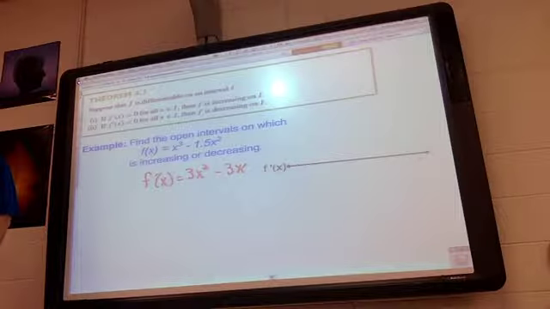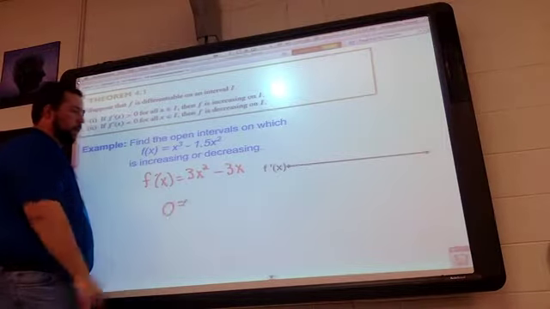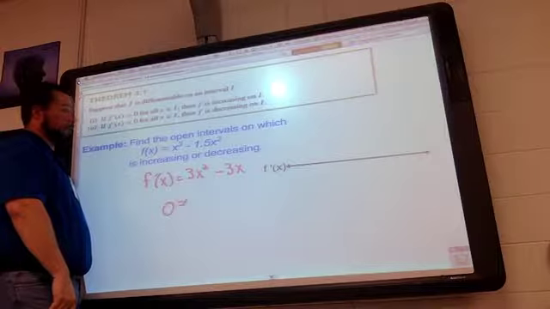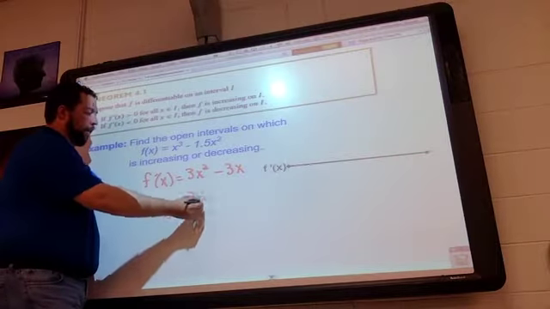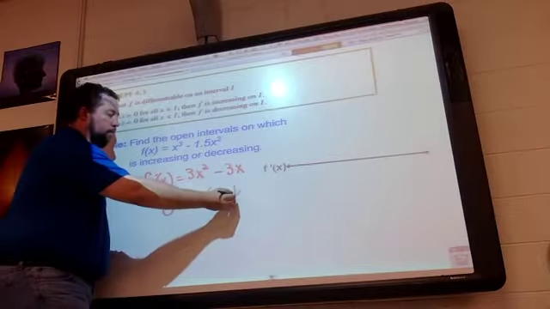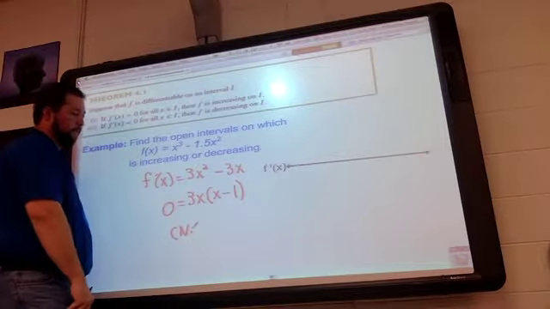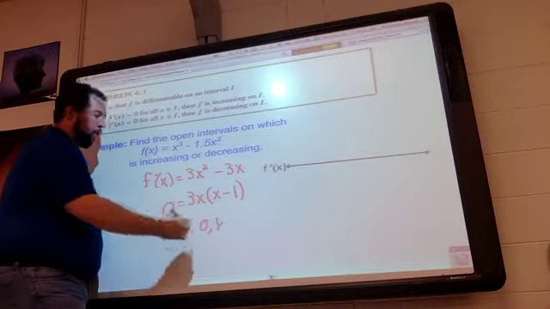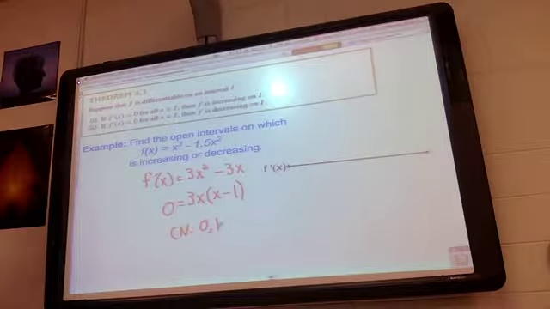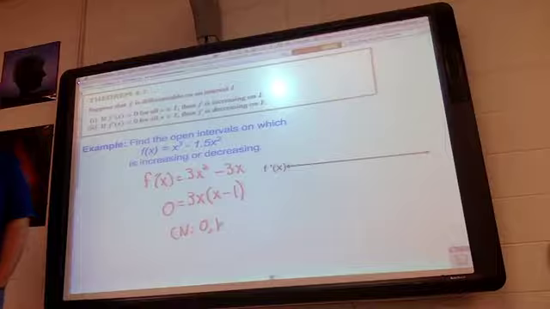Just like last time we could find critical numbers. Find critical numbers by setting what? Setting equal to 0, very good. So what can I factor out of both of those terms? 3x. 3 and an x, yes? That would leave me with an x for the first term and a minus 1 for the second term. So my critical numbers here are going to be what? 0 and 1. What happens on those critical numbers is that they're going to be boundary points. We'll see this in a little bit as well.